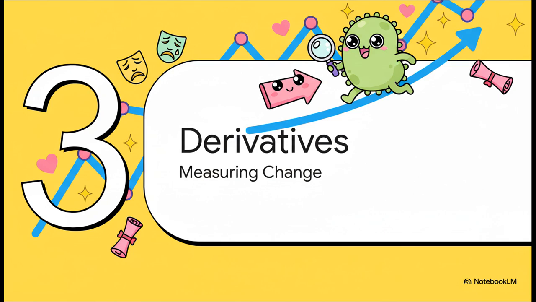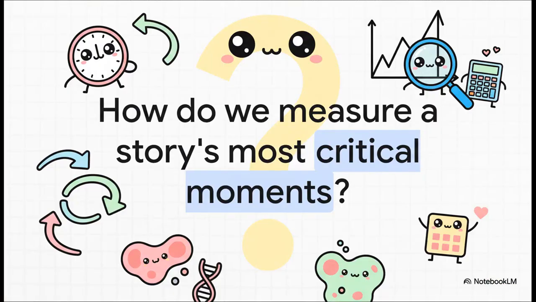Okay, so if the function is the story, then we need a tool to find the action, right? The most dramatic moments. And that brings us to tool number 2, the derivative. I mean, how do we find that exact moment when things are changing the fastest, or when they stop changing completely? How do we quantify the real turning points in the story?